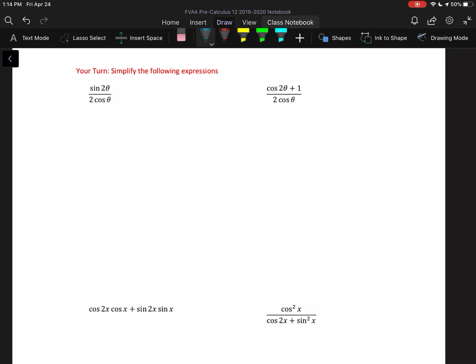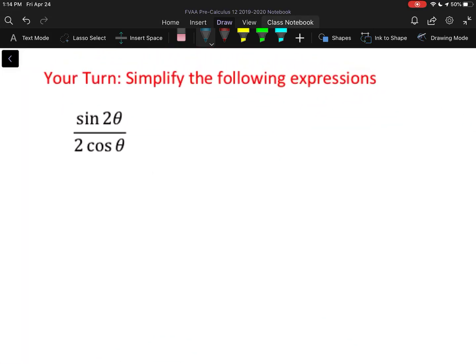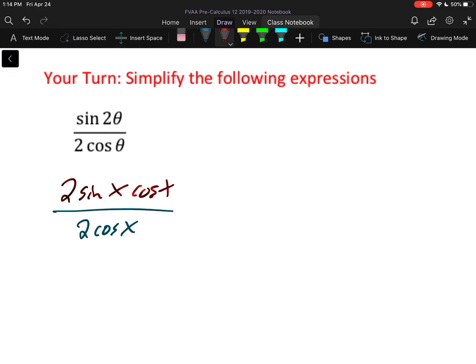All right, hopefully that went well for you guys. So let's get started here. So first I got that sine double angle, so I'm going to substitute that with 2 sine x cos x. And the bottom, I don't have to simplify or anything. This isn't a double angle. I'm just going to do 2 cos x. All right. The 2's cancel out here. The x cancels out here. And I get sine x as my solution.